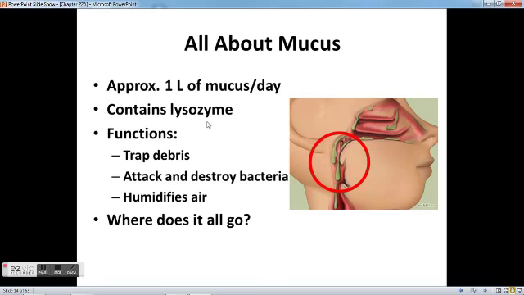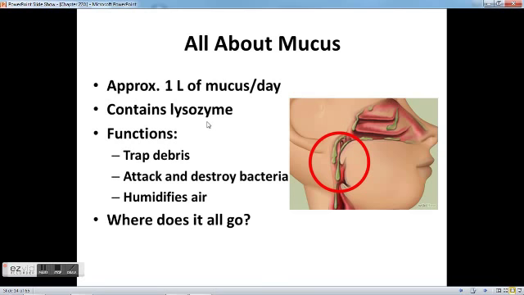Now, this is crazy to me. We make about 1 liter of mucus a day, and that's when we're not sick. So imagine how much you make when you're sick. Mucus contains lysozyme, which was another one of those chemical defenders that we found in our body. We talked about it back in chapter 21.